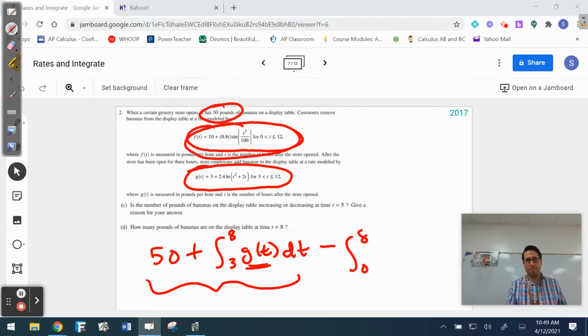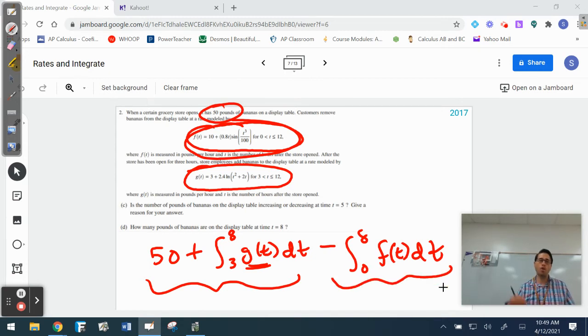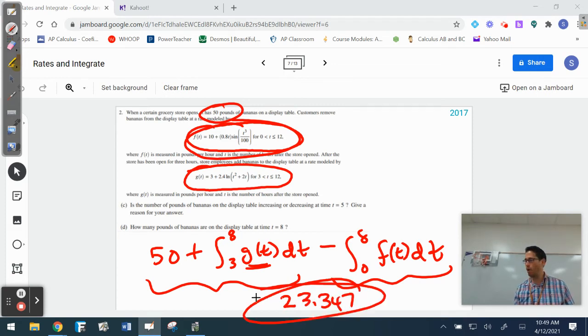Because people start taking bananas right when we open, of the rate of people taking those bananas, right? We're removing those bananas. So this is going to give me the answer for the total amount of bananas that are on that display table at time t=8. And if I look at my answers, that gives me 23.347. Boom! That's how many bananas would be on the display table at t=8, right?